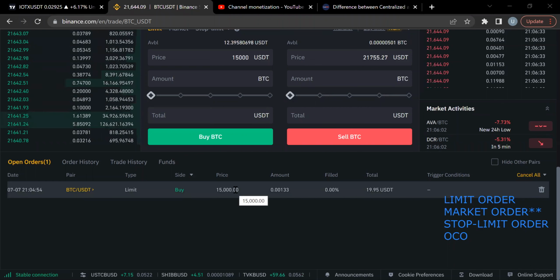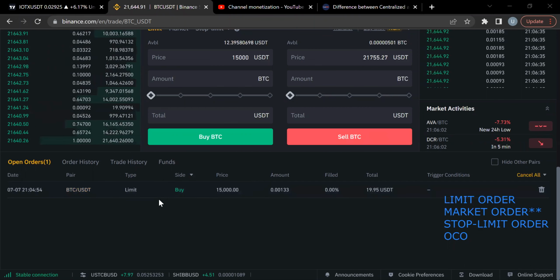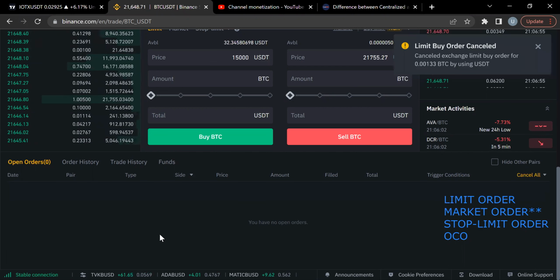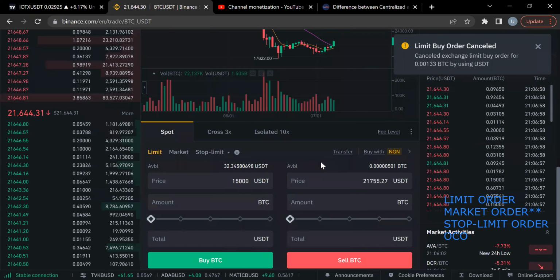So now all you have to do is to wait for Bitcoin to come down to this price, 15,000. If Bitcoin doesn't come down to this price, this order will be there forever. And the $10 that you're using to place this trade will be locked. You will not be able to use it, or else you cancel this trade. You can cancel it at any time, right? So let's just cancel it. I've canceled it now.